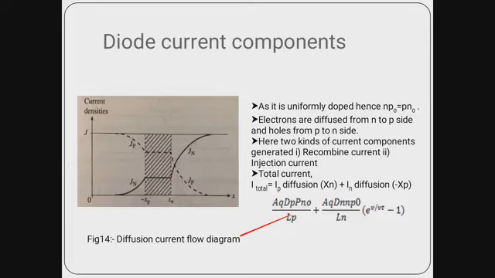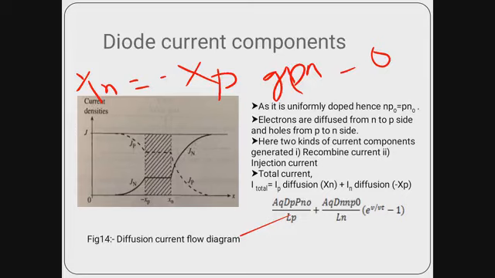At the junction, when Xn is equal to minus Xp, under this assumption there is no generation and recombination of carriers. That means when Xn is equal to minus Xp, generation is equal to 0 and recombination is also equal to 0.